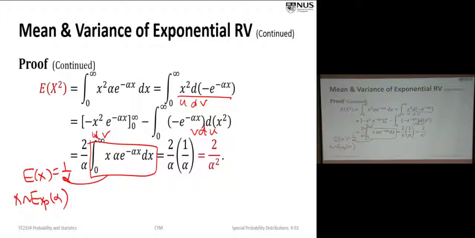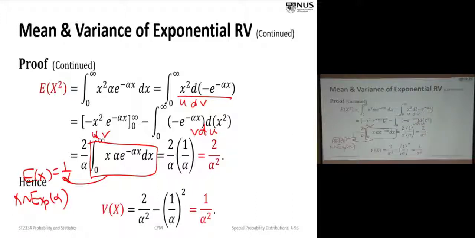So therefore, what's the variance? The variance equals the expectation of x squared minus the square of the expectation. So it's equal to 1 over alpha squared.